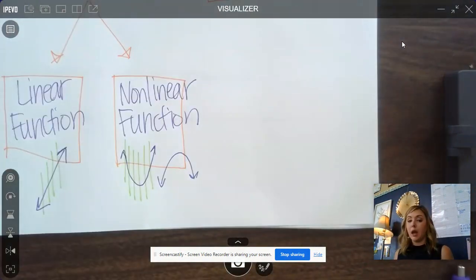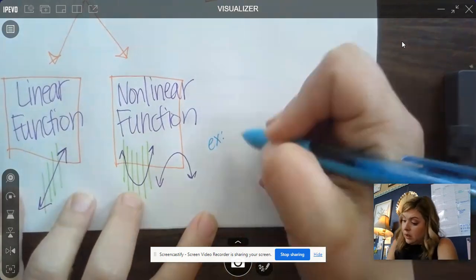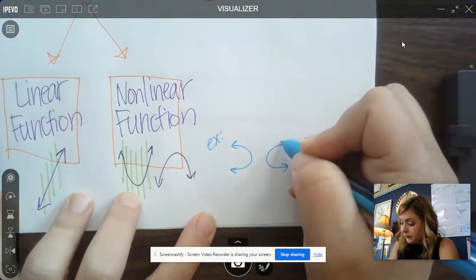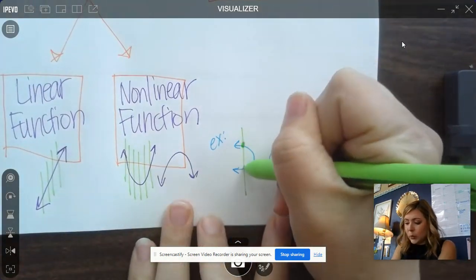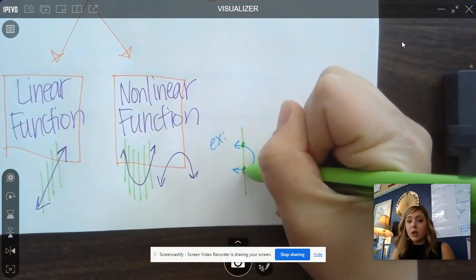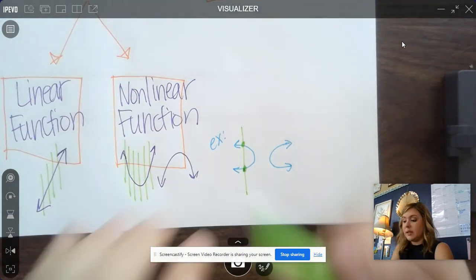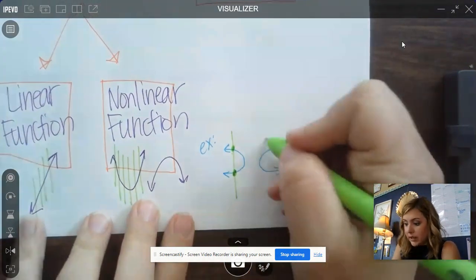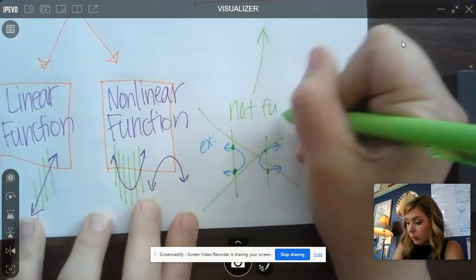However, if those curved lines face left or right, see how these are facing up and down? If they face left or right, meaning like this or like this, these, if you try to do the vertical line test, are going to immediately fail. This right here has two different outputs for the same x. This is an x that has an output here and an output here. So this is not just a nonlinear function. These two that are facing left and right are not functions at all. They would fall in this category here.